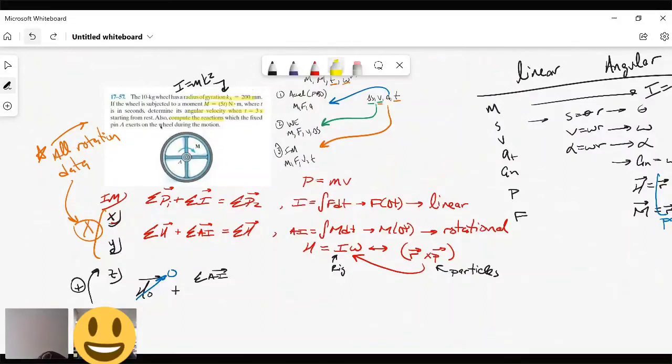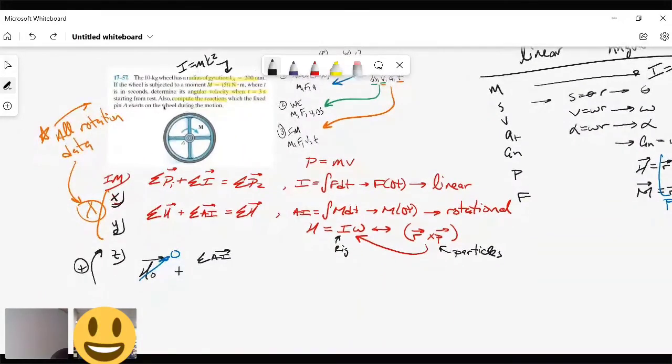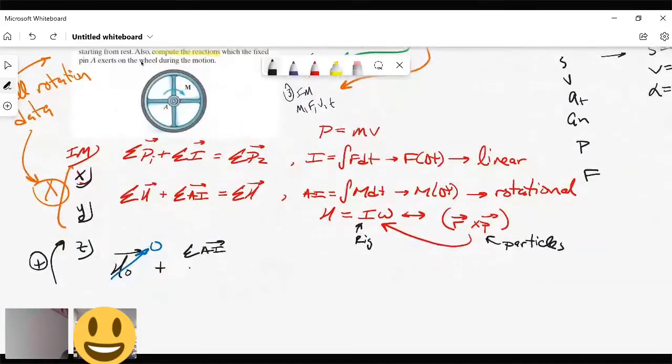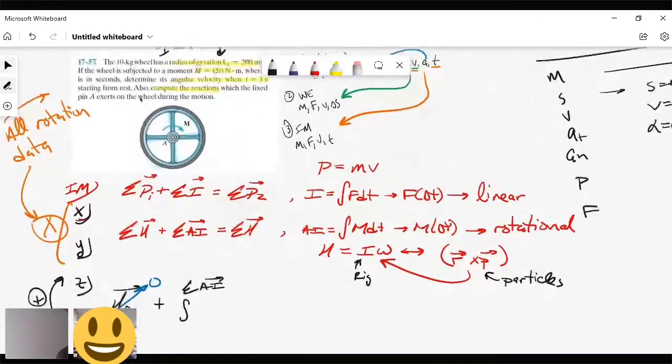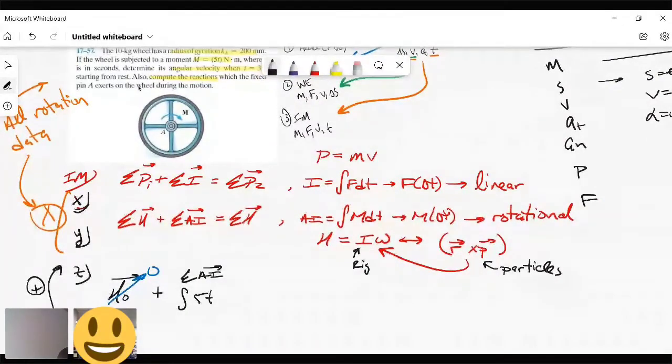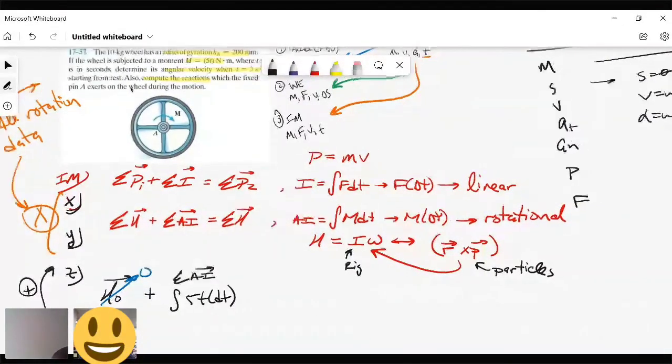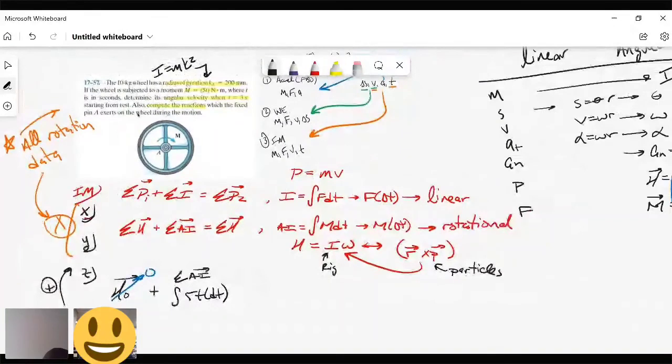So when you're looking for moment, you have to make sure that you consider all of your linear forces, if they cause rotation, and any couple moments that are just drawn on that represent the fact that somebody's twisting that shaft, like from an engine. Okay. So in this problem, we only have the couple moment, which is nice. And so we just have to take the integral of 5t dt, because that's what they gave us. They gave us a function, so we have to use the calculus.